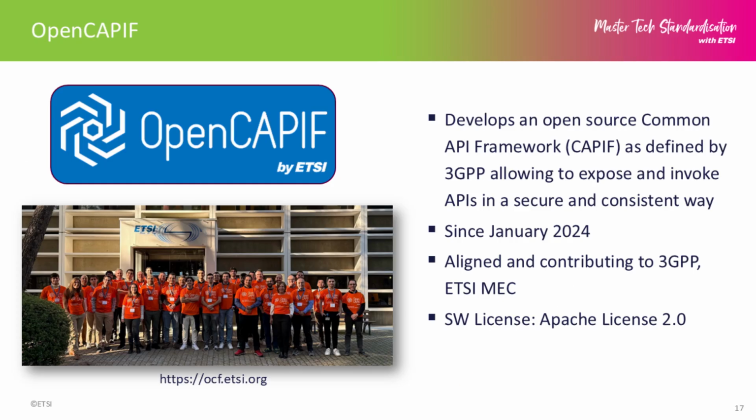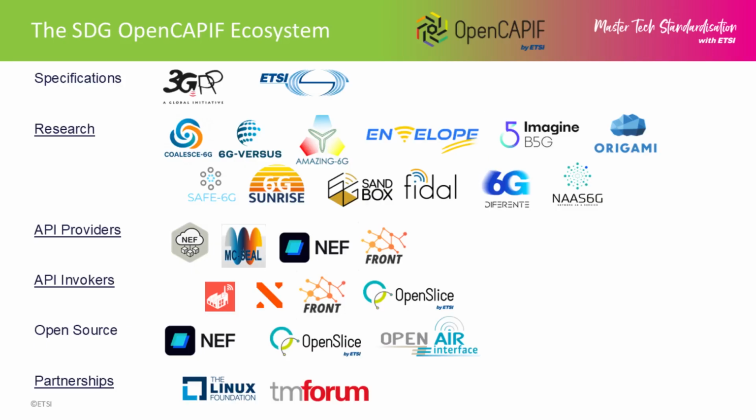OpenCAPIF develops an open source common API framework as defined by 3GPP, allowing it to expose and invoke APIs in a secure and consistent way. The group was created in January 2024. It is closely aligned and contributing to 3GPP and ETSI MEC. OpenCAPIF is currently working with 12 research projects in its ecosystem and has been integrated with several API exposers and invokers, both in commercial and open source code.